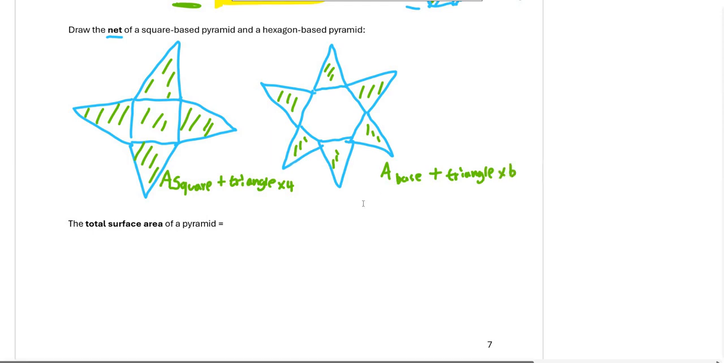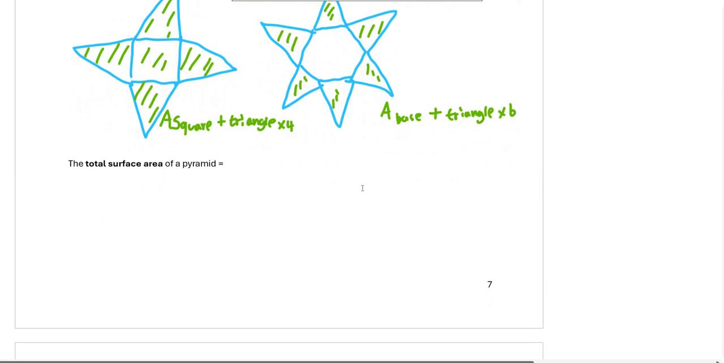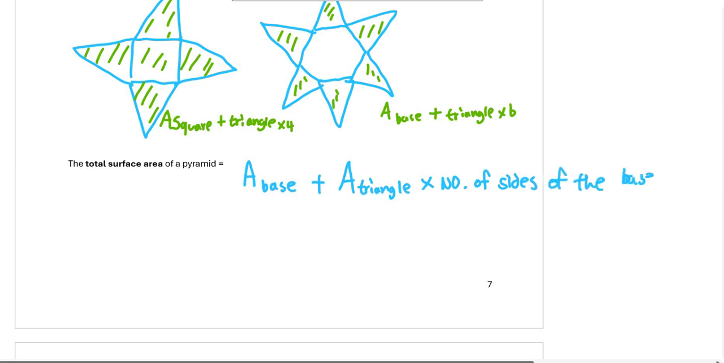That's what will happen. So to find the total surface area of any pyramid, what you want to do is find the area of the base, whatever shape it is, and add the area of the triangle multiplied by however many edges the base has, so the number of sides of the base. This is only true though if we have a regular shape as the base.